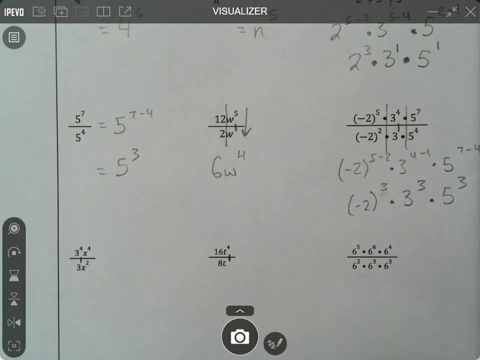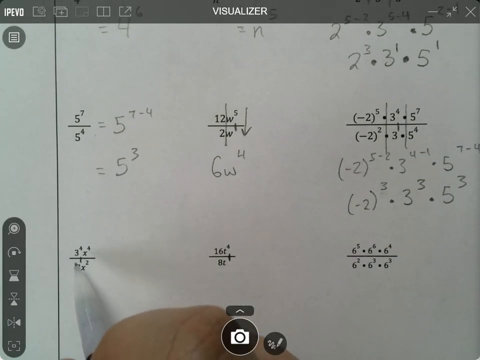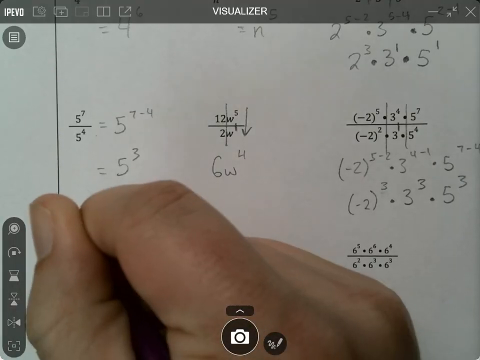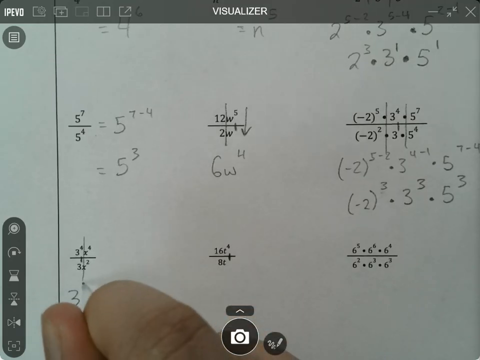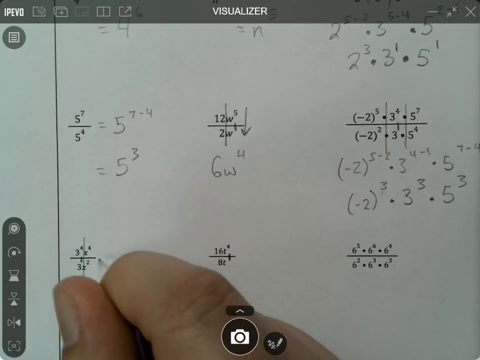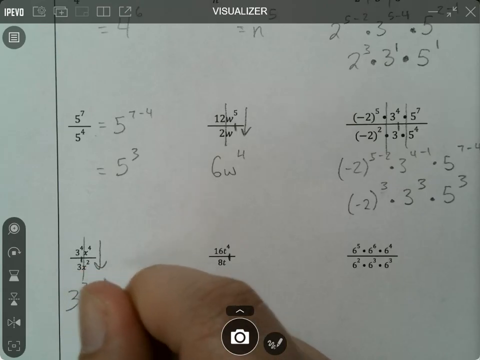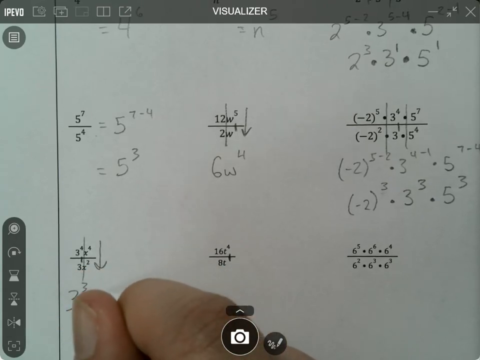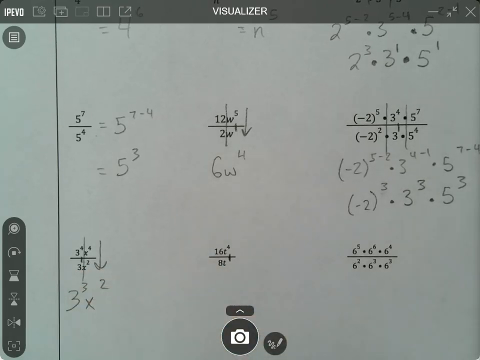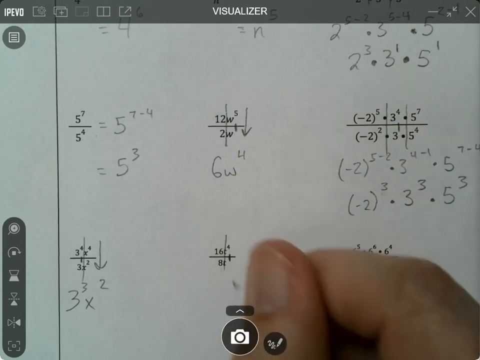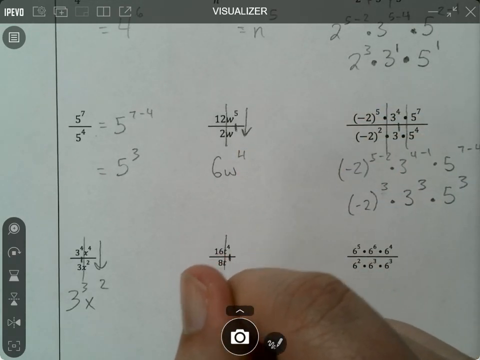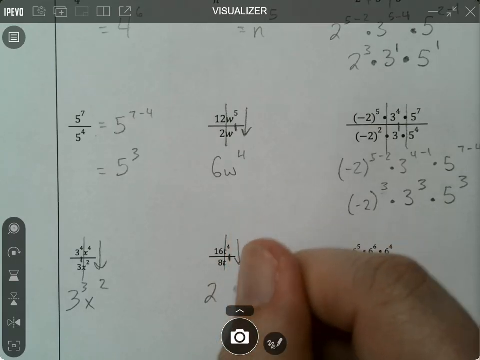And then down here, the 3's have the same base. 4 minus 1, if I just kind of, again, separated this, 4 minus 1, this will be 3 to the third. X, 4 minus 2, remember we go top down on these. 4 minus 2 is 2. This one is like the one up above it where you're actually dividing. 16 divided by 8 is 2. 4 minus 1 is t to the third power.